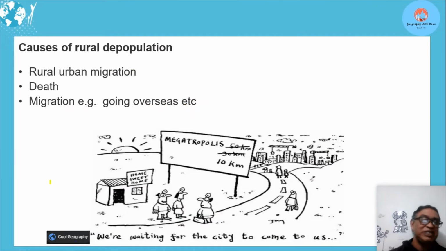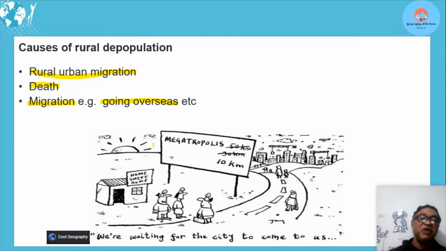So let's look at the causes. Causes of rural depopulation is obviously rural urban migration, people moving from rural areas to urban areas. Death, in terms of people dying, could be viruses, could be wars, could be whatever. That would also decrease the population. And of course, your general migration, people moving away. They don't just need to move away to urban areas, they could go overseas or to other countries on the same continent for a better life. So various factors cause this.